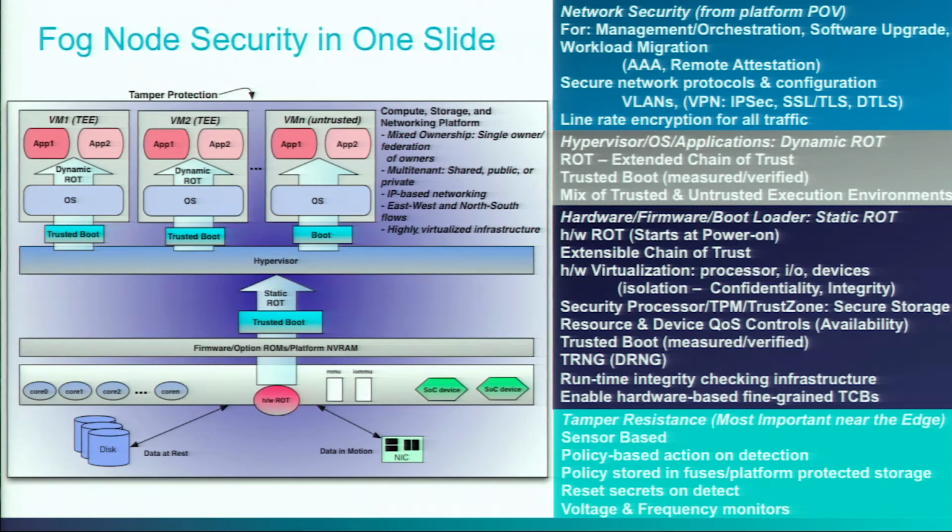So to look from the top, talking about network security, you need management orchestration, software upgrade, and workload migration, all protected by AAA and remote attestation. Secure network protocols and configuration, VLANs we talked about, VPN, IPsec, et cetera. Line rate encryption for all traffic. From a hypervisor point of view, OS, applications, dynamic root of trust, you have to be able to extend the root of trust up into the VM and beyond.